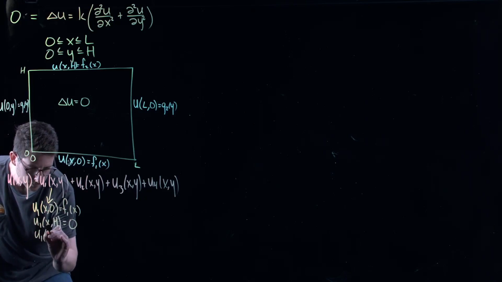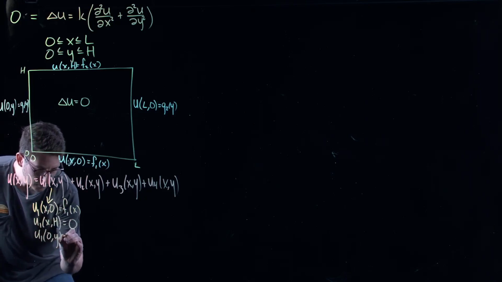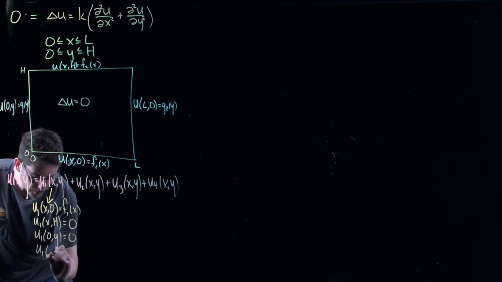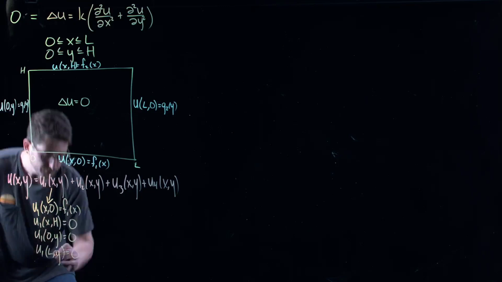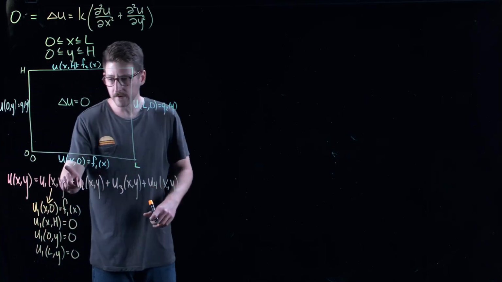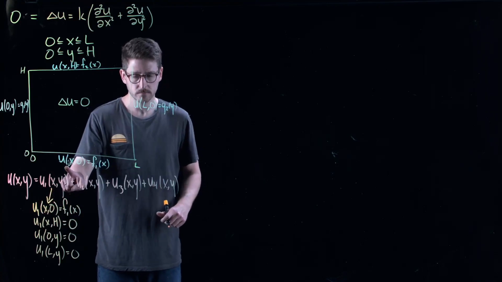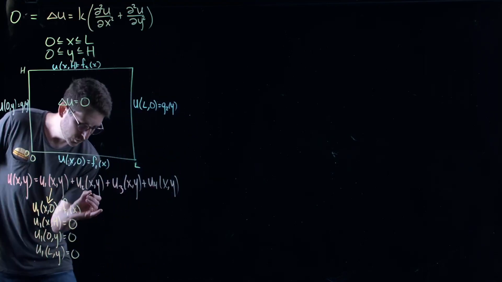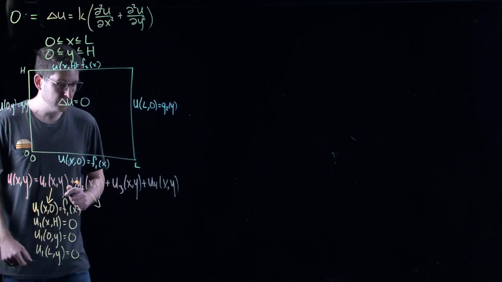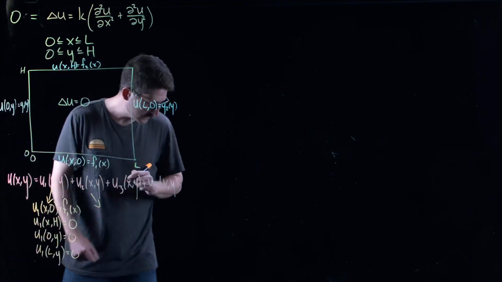u1 of (0, y) is 0, and u1 of (L, y) is 0. Okay, so u1 carried just one boundary condition. Then u2 is also going to carry only one boundary condition. So let's take this one.